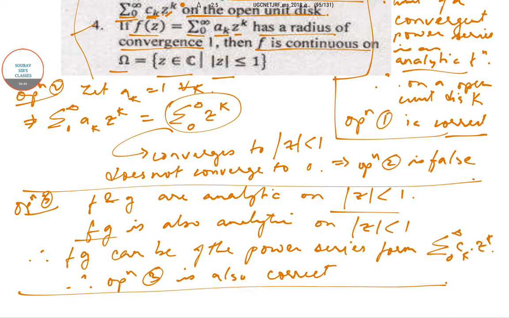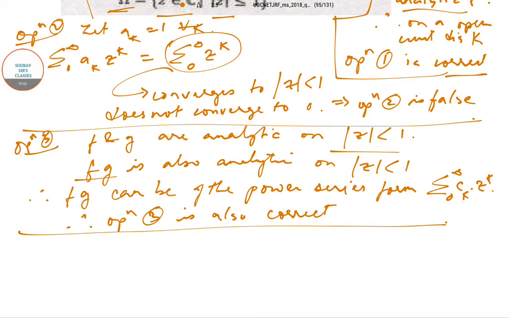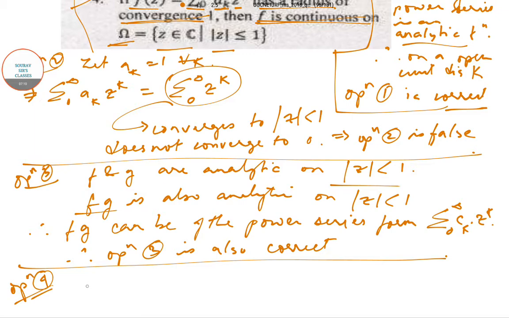Now let us shift our focus to option 4. In option 4 it has been said that if f(z), which is equal to summation 0 to infinity a_k into z to the power k, has a radius of convergence 1, then f is continuous on omega where z belongs to C and mod of z is less than or equal to 1. So we can take an example of such a format for option 4.